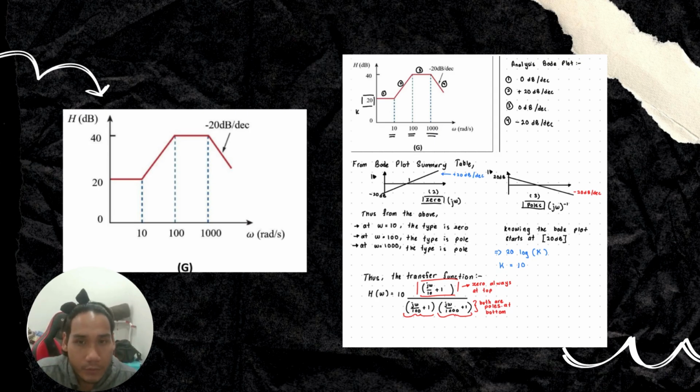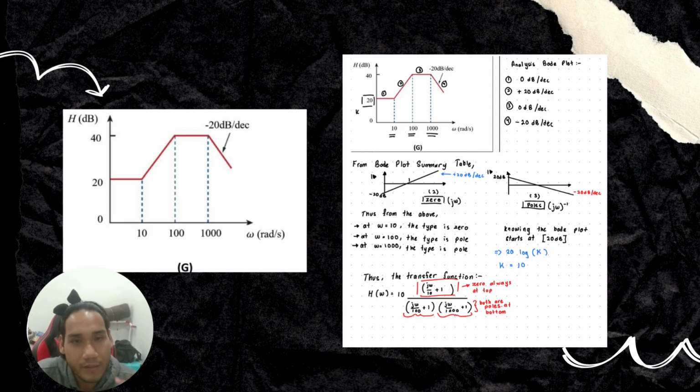For question number 2, we are given the magnitude plot for G. As we can see here, it gives us the magnitude plot. What we have to do is convert this magnitude plot into a transfer function. Firstly, we have to analyze the Bode plot. We can see that the graph starts at 20 dB on the axis. So we know the first constant number actually makes it start at 20 dB.